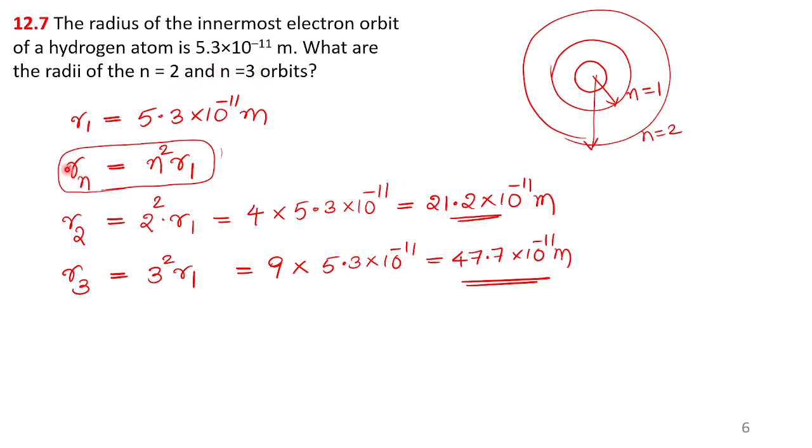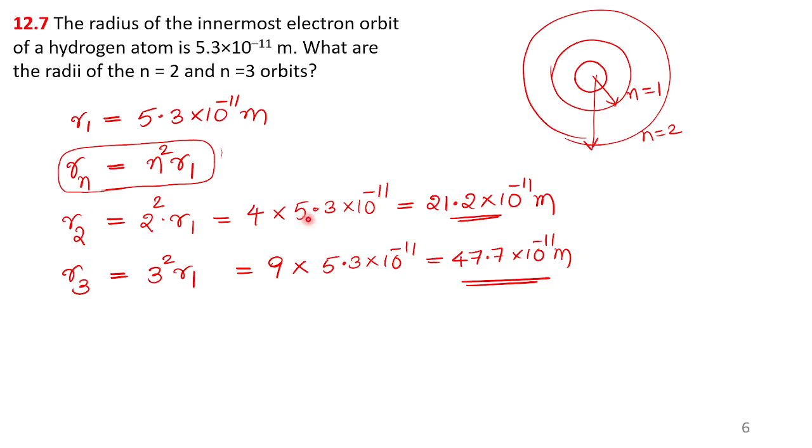We have a formula: Rn equal to n square into R1. I want to use this formula. So substituting n equal to 2 on both the left side and right side, R2 equal to 2 square into R1, that is 4 into R1, which is given to us.